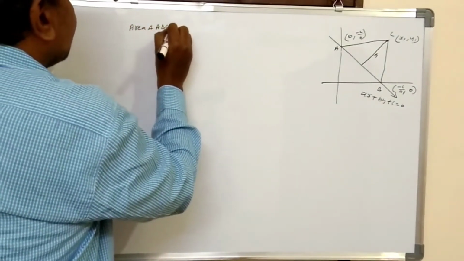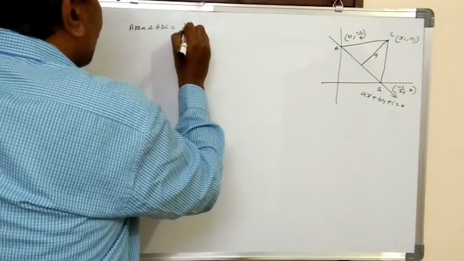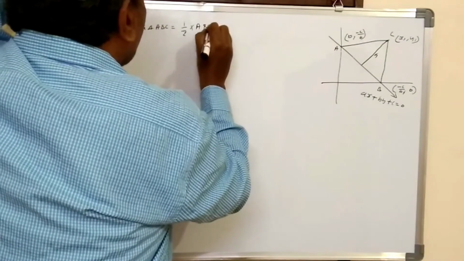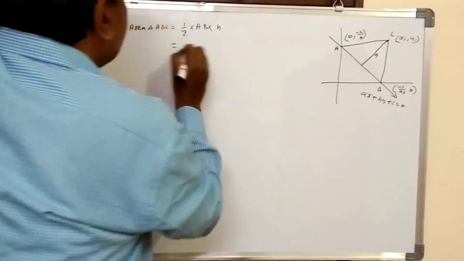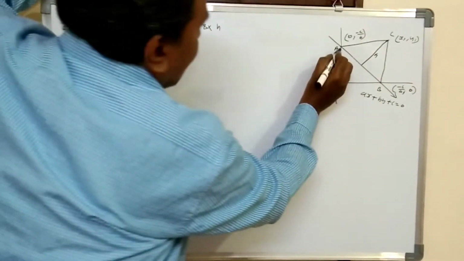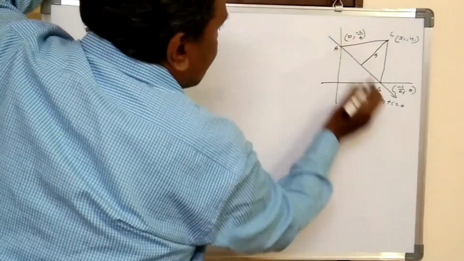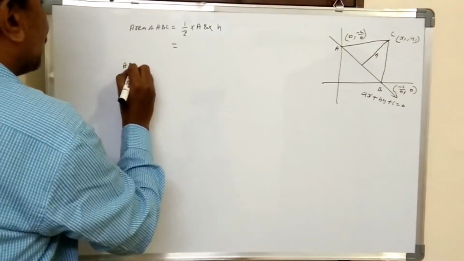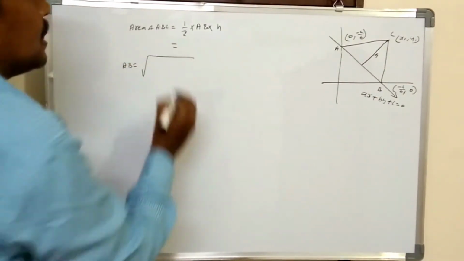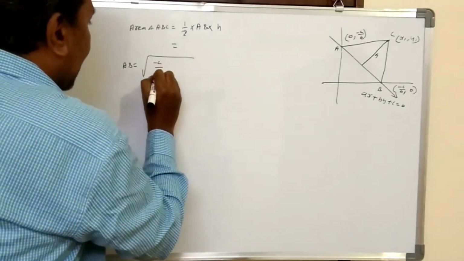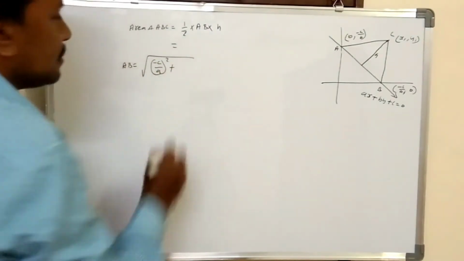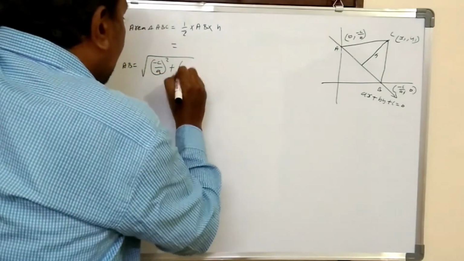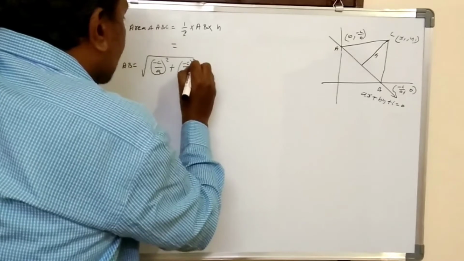First of all, area of triangle ABC is half into base AB into height h. What is AB? AB whose coordinates are 0 comma minus c by b, and minus c by a comma 0. So first of all find AB. AB is equal to square root of minus c by a whole square, x square plus y square, and minus c by b whole square.